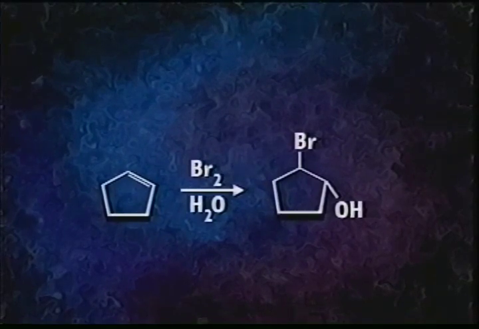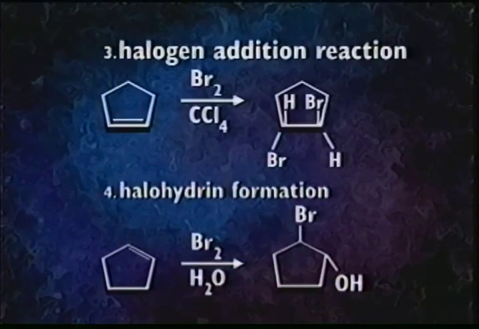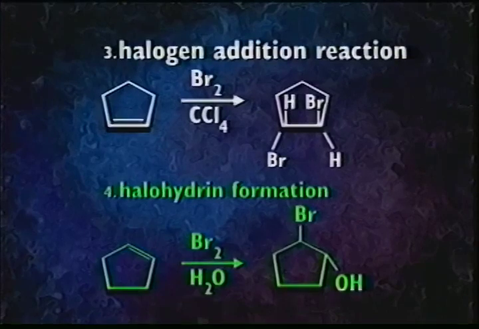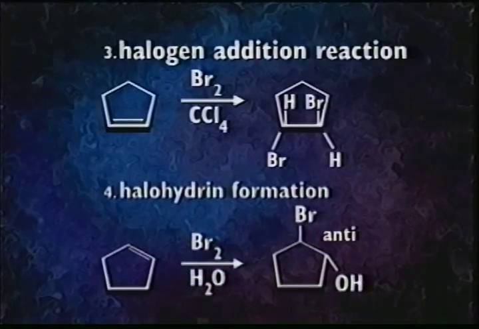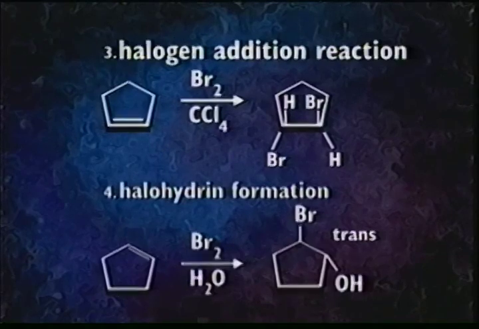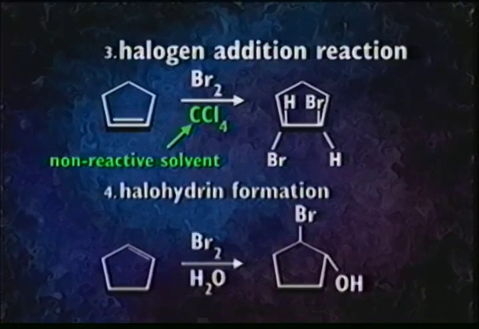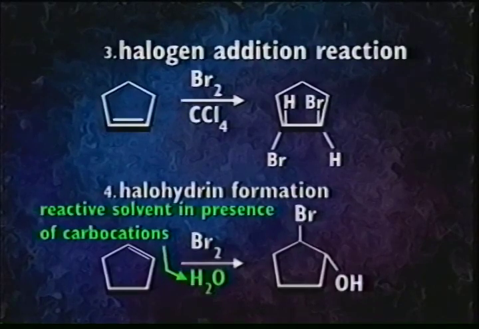Let's compare this reaction, reaction number 4, to reaction number 3, the halogen addition reaction. In reaction number 3, 2 halogens were added anti across the double bond, and they ended up trans to one another. And in reaction number 4, the halohydrin formation reaction, the addition of a halogen and an OH group was also anti, so the two groups ended up trans to one another as well. The only difference in the two reactions is that the halogen addition reaction occurs in a non-reactive solvent, and the halohydrin formation reaction occurs in water. Water is a reactive solvent when it's in the presence of carbocations.